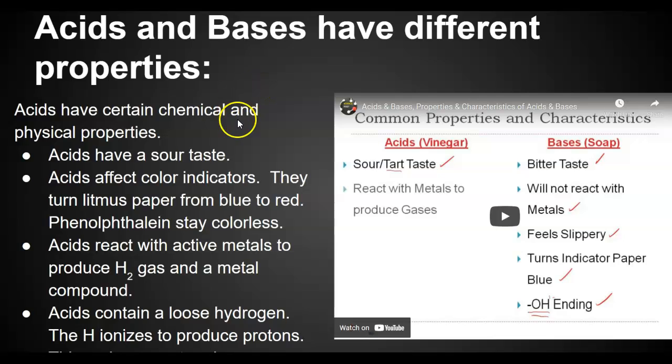B for blue. And bases change this substance called phenolphthalein to be bright pink, but acids leave phenolphthalein clear. Acids are going to react with metals to produce hydrogen gas, and atoms of acids contain loose hydrogen ions that we refer to as a proton, actually.